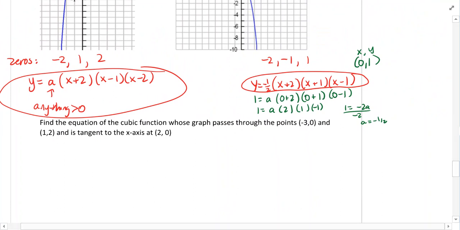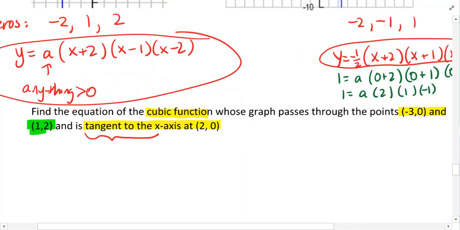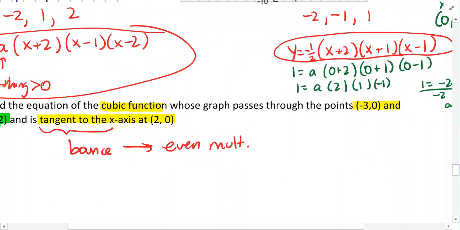Find the cubic. Oh, that tells me it's cubed. Function whose graph passes through -3, 0, and 1, 2. Hold your horses, 1, 2. You are not a 0. I'm on to you. And is tangent to the x-axis at 2, 0. Okay. So first of all, I'm going to translate tangent to the x-axis. That means that we're going to bounce on the x-axis, which is even multiplicity. Okay. So my zeros are at -3 and 2. And 2 has a multiplicity of 2.